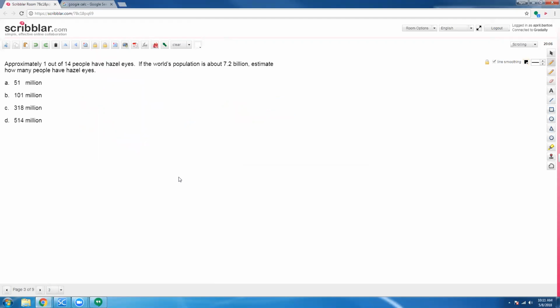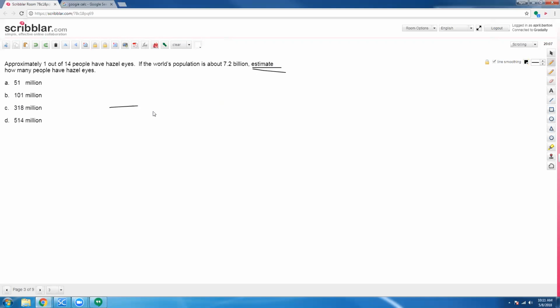Okay. So another example, I just have a couple for us to practice. Approximately 1 out of 14 people have hazel eyes. If the world's population is about 7.2 billion, estimate how many people have hazel eyes. So this time, for sure, the word estimate is used. That means your answer is going to be close, but not exactly. So whatever we get, we just find the closest multiple choice answer.